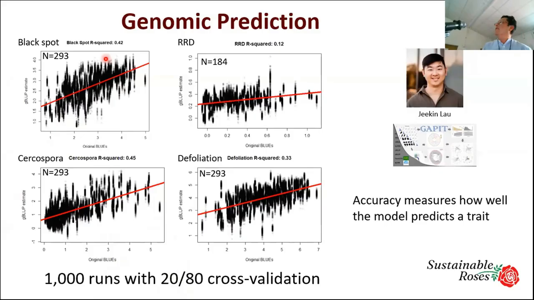And what you see is that we have accuracies of about 0.42 for black spot, 0.45 for cercospora, 0.33 for defoliation, 0.12 for RRD. Very low, but look at the population size. It's only about 184 individuals for which we have phenotypes and genotypes. Again, when people ask me, how many varieties do you want to put in the field? Well, as many as we can, because we need numbers to make this work, because numbers and quality of phenotyping improve the predictability of the models. And if we have models that are very, very accurate, then we can implement this technology right away.